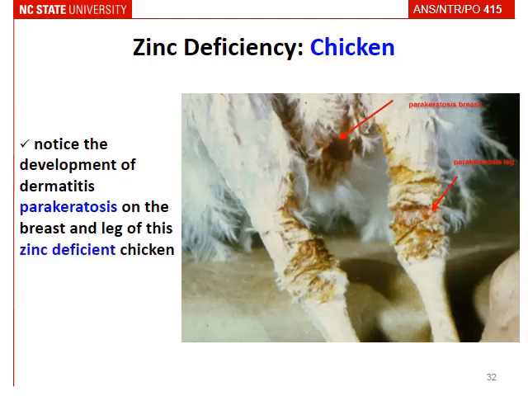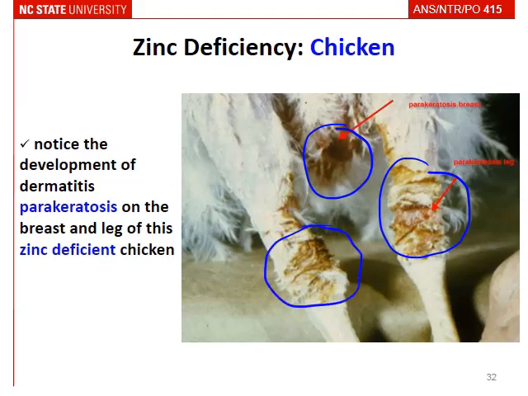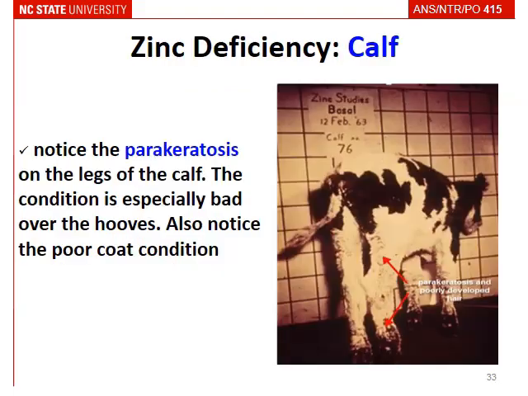Here's another picture showing the parakeratosis on the breast and the leg of a deficient chicken. So you have this breast here, we have parakeratosis, and on the hocks, you can also see this rash that's developing, poor feathering. So that is all due to our zinc deficiency.